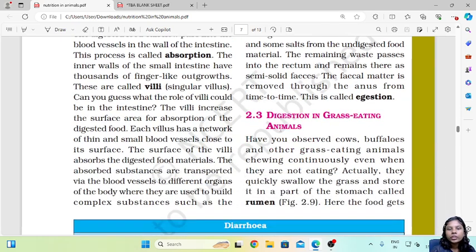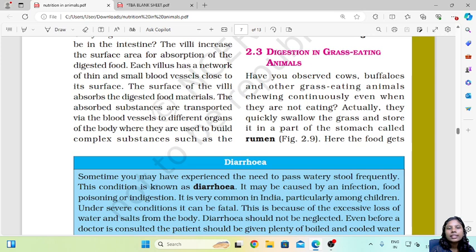Now in today's video we will see digestion in grass eating animals. So now if we have noticed cows, buffaloes and any other grass eating animals, what they do is that they take a certain amount of grass in their mouth and they keep on chewing it for a very long time. So now what does it mean? Are they having plenty of amount of grass to eat? No. So what happens is that when they consume grass, they quickly swallow the grass.